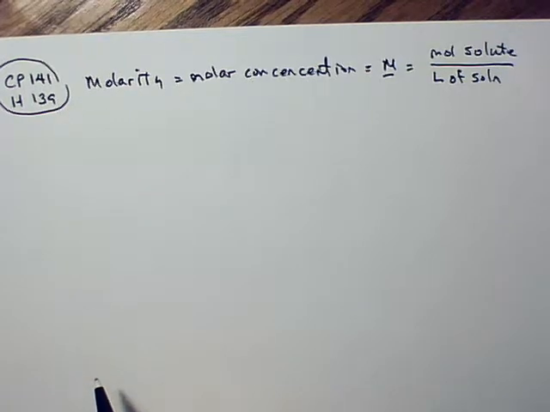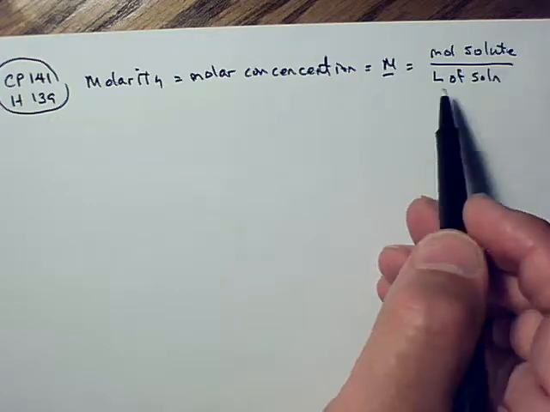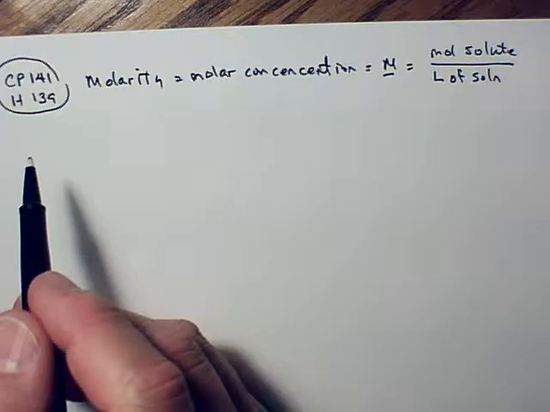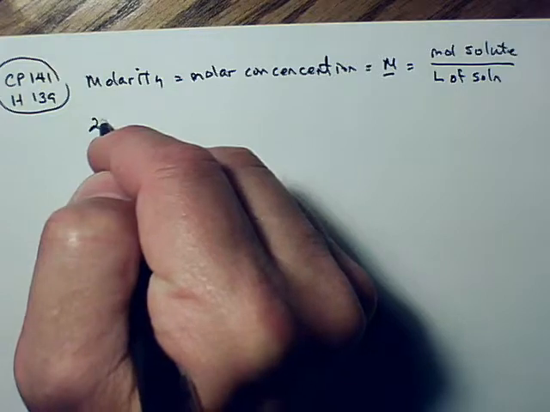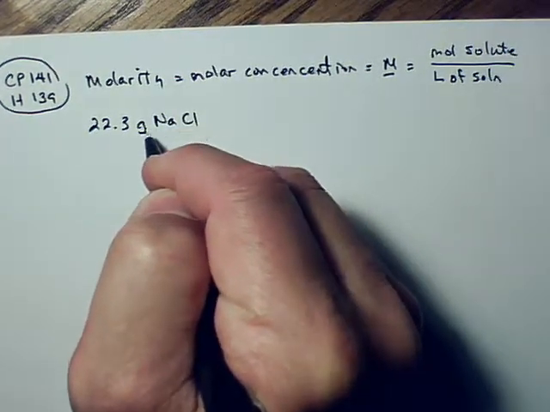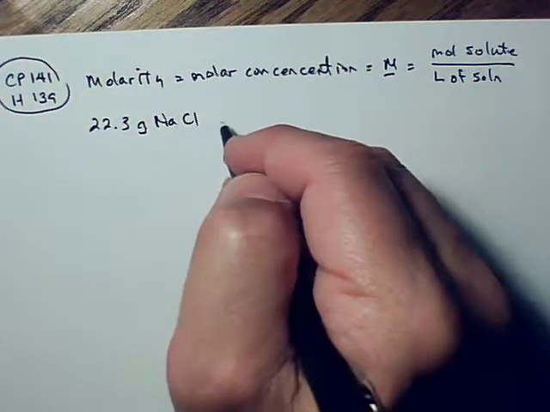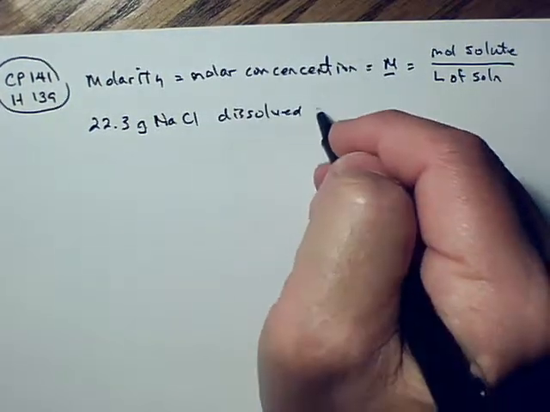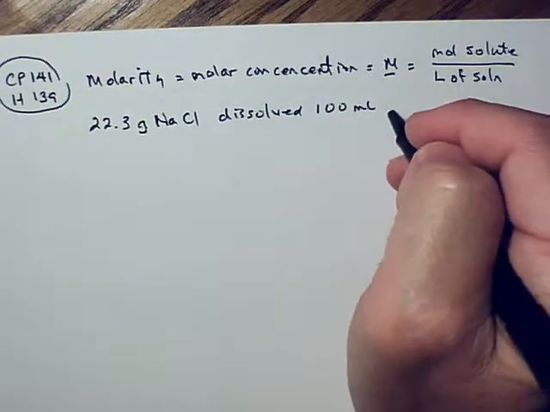So we need to know when we read number 141 if we have moles of solute or a way to get there, and liters of solution or a way to get there. Now what we have in problem number 141 is, what is the molarity of 22.3 grams of sodium chloride? I hope you can write the formulas for these names. And it's going to be dissolved in 100 milliliters of water.